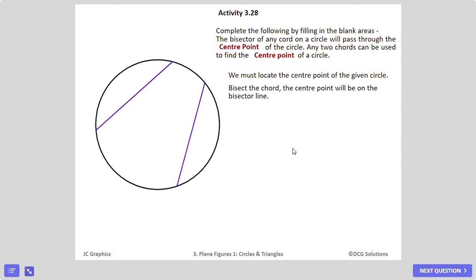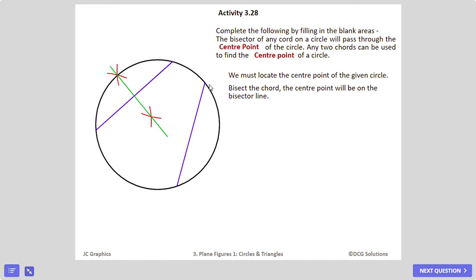So you'll see here, we must locate the centre of the given circle. So bisect the chord, centre point beyond the bisector line. So you can see there we take a distance greater than halfway and swing an arc each side there and there. And then we're going to keep the same distance on our compass and swing it from this end here, swinging it from there to there as well. So you can see the two arcs drawn there. Keep the distance, go to the opposite end, swing them there and there, and connect that together, that green line there. So somewhere along that green line is the centre of the circle.